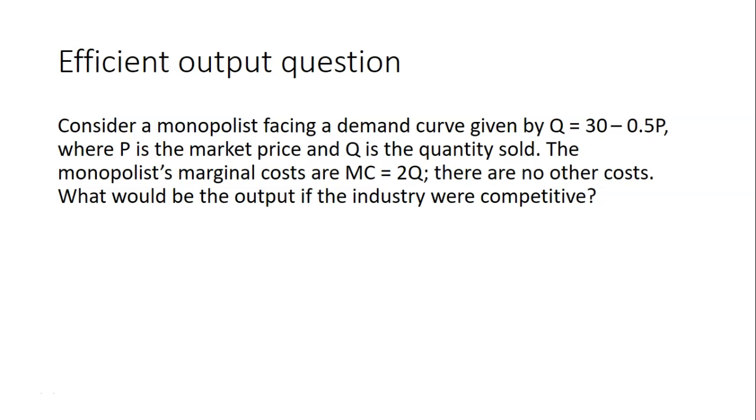I've been asked this question. How would we answer it? Consider a monopolist facing a demand curve given by Q equals 30 minus 0.5p, where P is the market price and Q is the quantity sold.